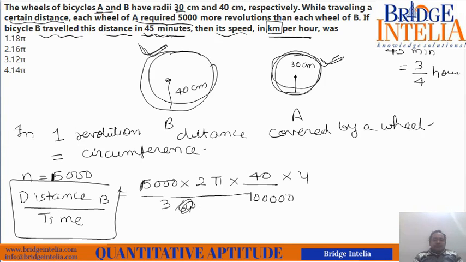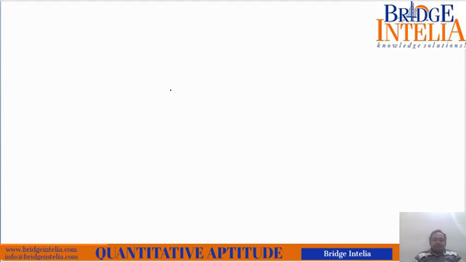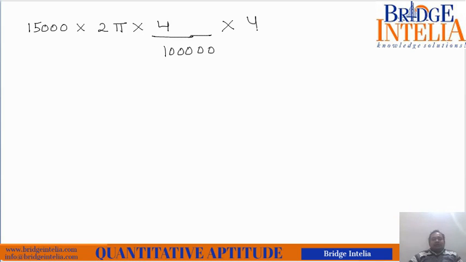So 15,000 into 2 pi into 4 divided by 1 lakh into 4 divided by 3. If we solve this, we will get the speed of B in kilometers per hour because we have already converted all the units into kilometer and hour. So let's solve this. These 3 zeros and these 3 zeros will get cancelled.